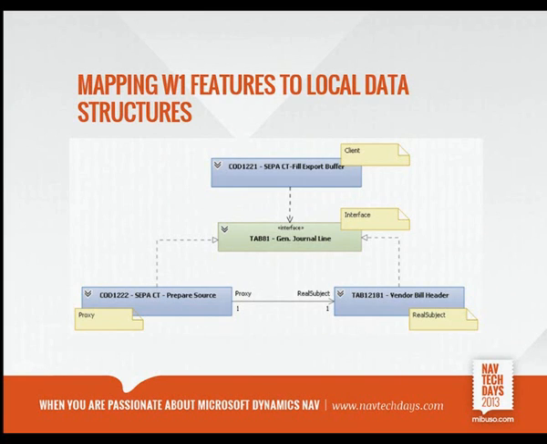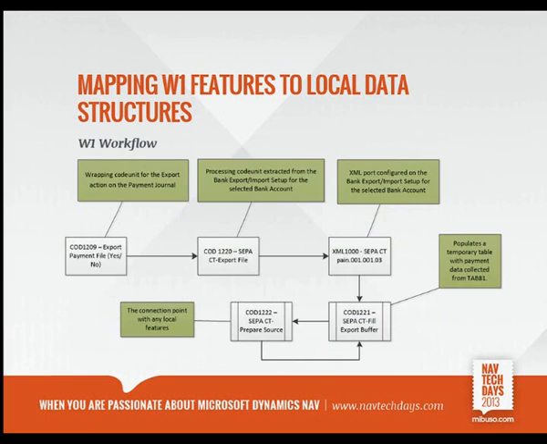This is the flow. It's a bit long, but I just wanted to show you where we tapped into this flow. There is a handling code unit, and then there is a processing code unit, which calls an XML port, which itself collects its own data. So the connecting point is code unit 1222, prepare source. That's where we tapped in.